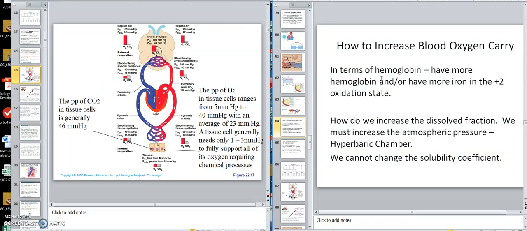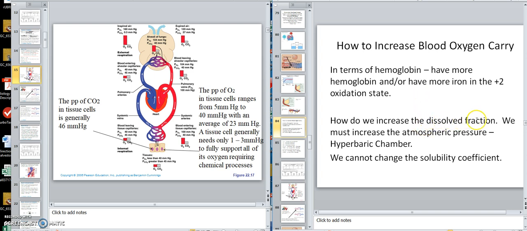The other thing is to hope that you have a lot of iron in the +2 state, which means eliminating some free radicals. Antioxidants. What did I just say? Antioxidants. Eliminate some of those free radicals that convert the +2 to the +3. Now, that's the hemoglobin part. You remember 97% to 98% is carried on hemoglobin, right? That's what we just said.